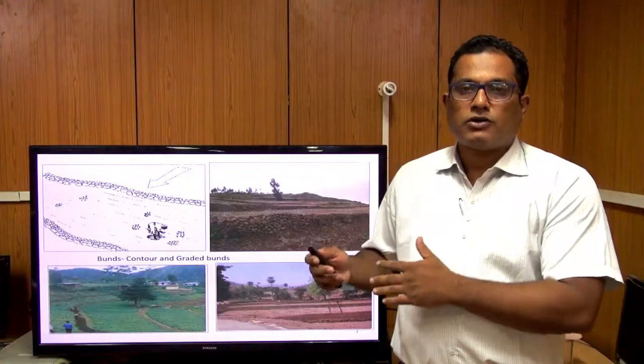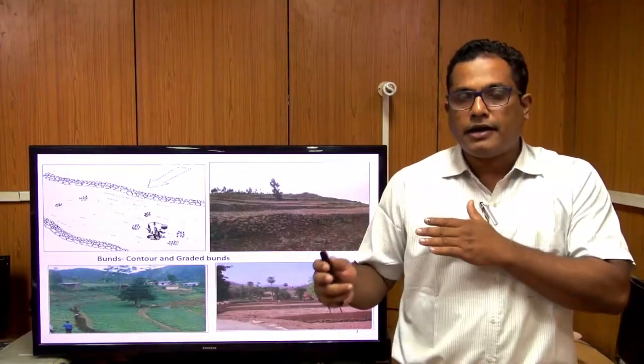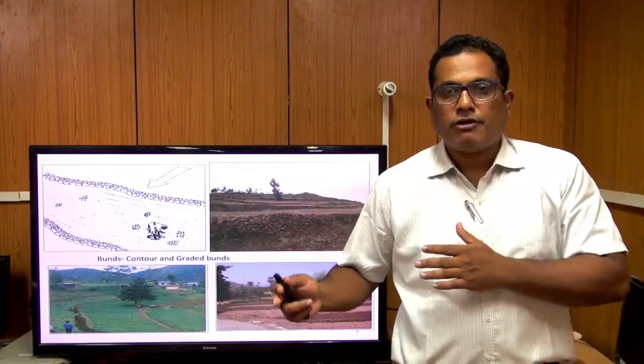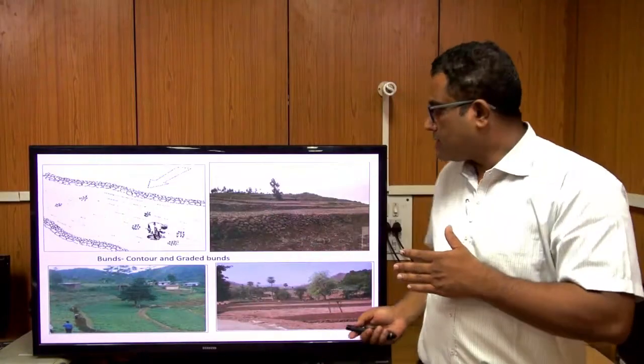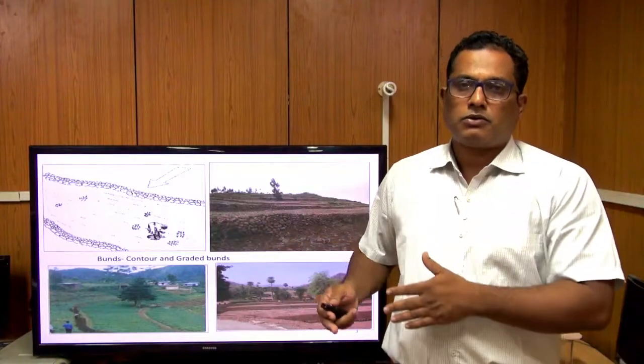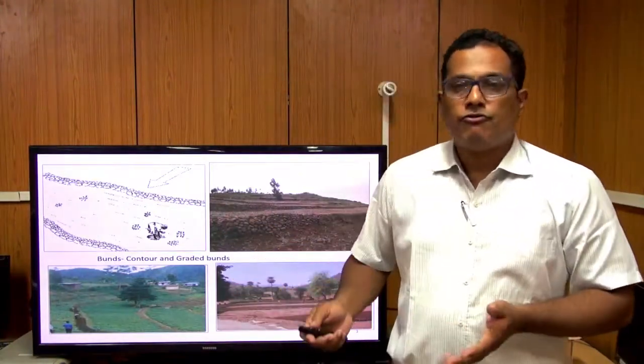We go for the graded bund, where along with the bund we give a certain gradient, so that in the event of excess rainfall, the water will pass away from the side, along these grades, and can be carried at a safe velocity through some waterways or some nalas, or through some weirs.